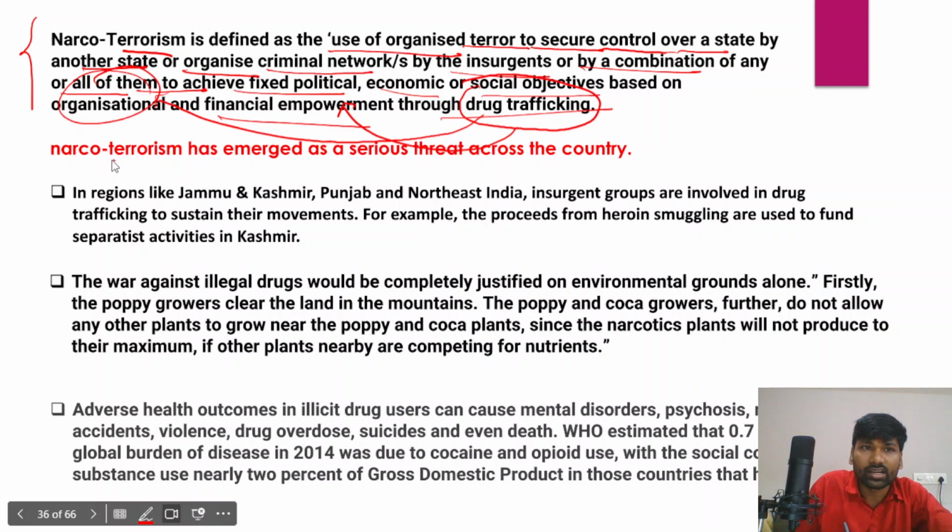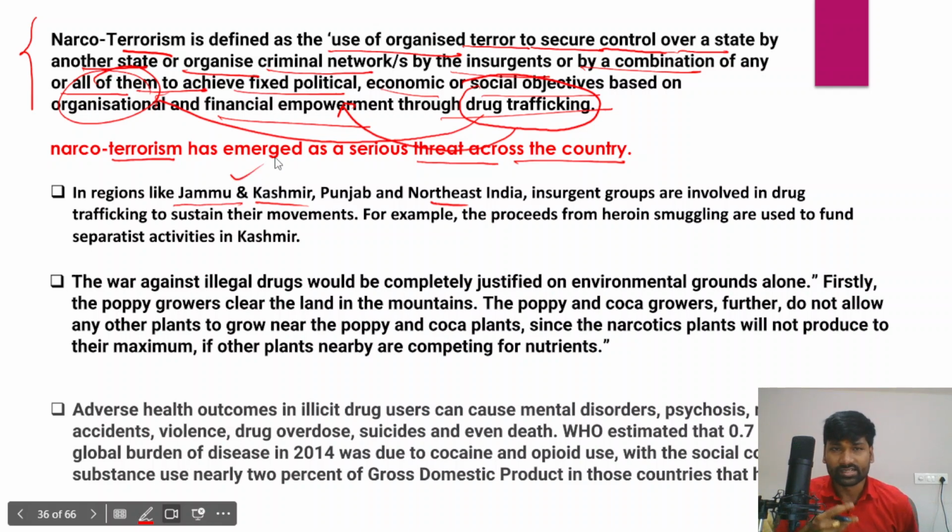And then in the next part of the answer you write how this narco-terrorism has emerged as a serious threat across the country. There are a number of reasons. We all know that Jammu and Kashmir, Punjab and the northeastern part of India are highly vulnerable to narco-terrorism or even to drug trafficking.